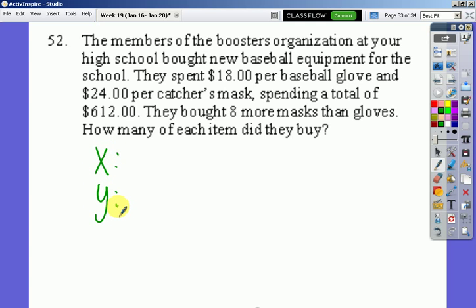What can X stand for? Yeah, we can do that. So we'll do baseball gloves. Guys, make sure you're paying attention to this one because this one will show up on your test in some way, shape, or form. And this is not an easy one. And we'll do this one as the mask.